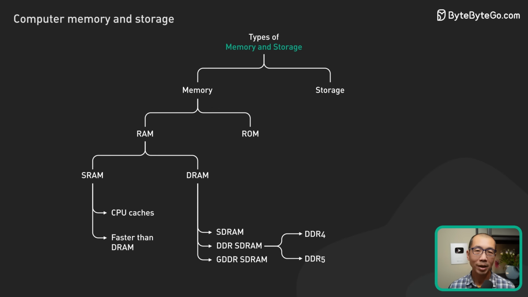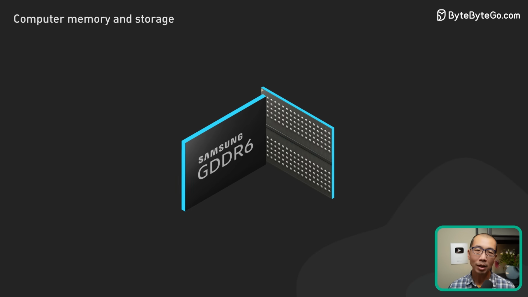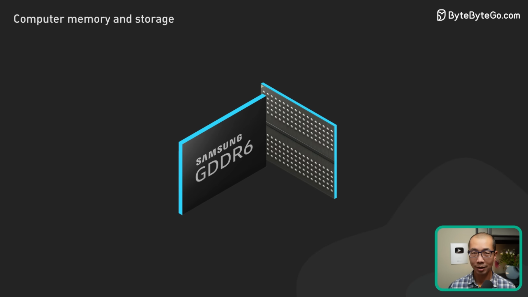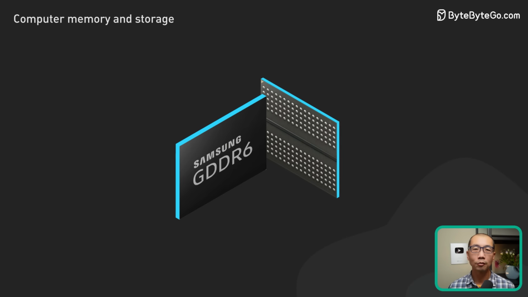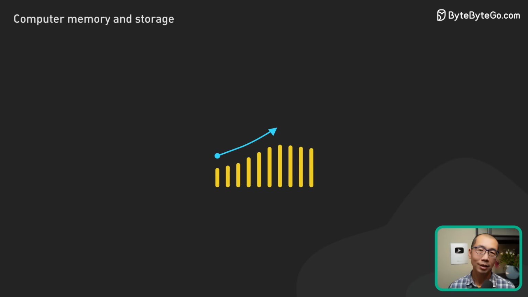GDDR is also worth mentioning. It is a specialized type of DRAM optimized for faster data transfer rate, which the GPU needs for its massive parallel processing. GDDR6 is the most widely used today.